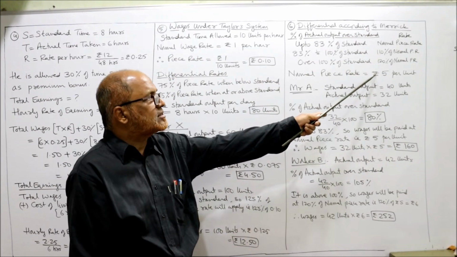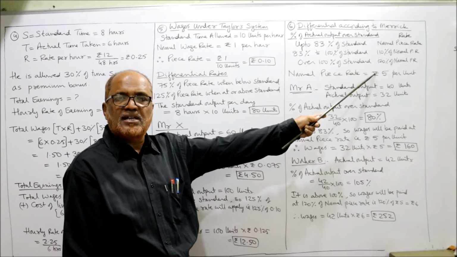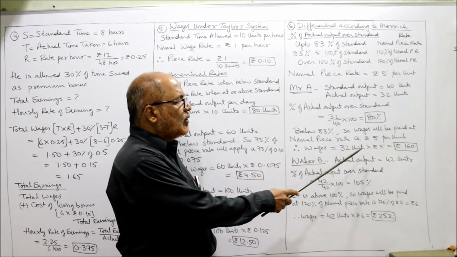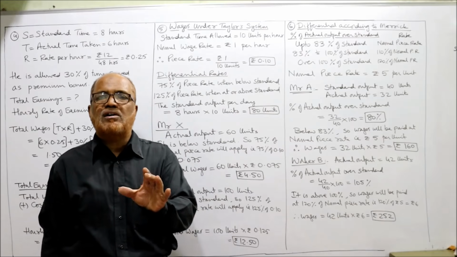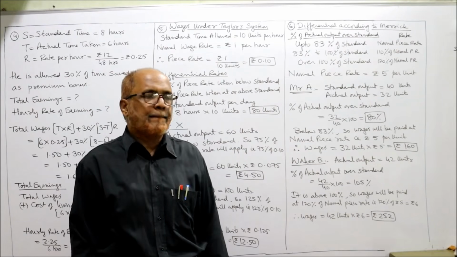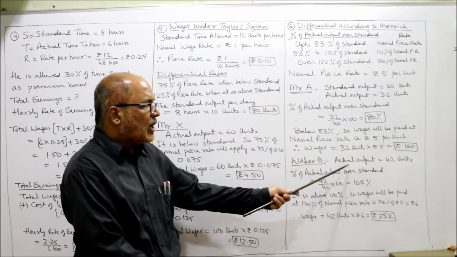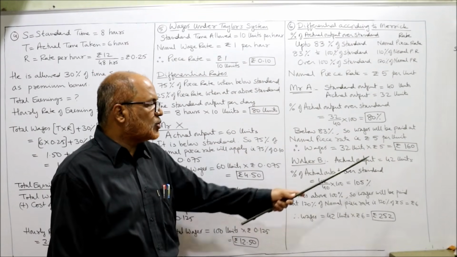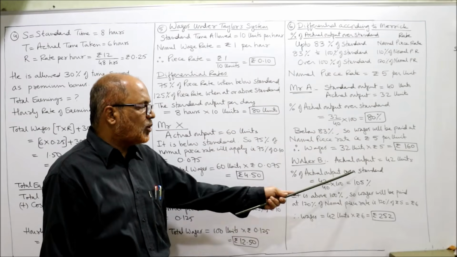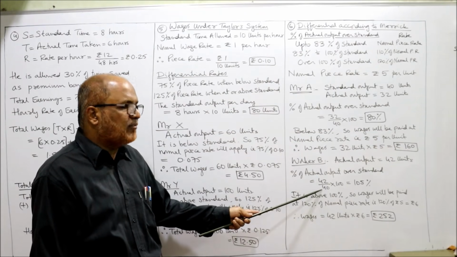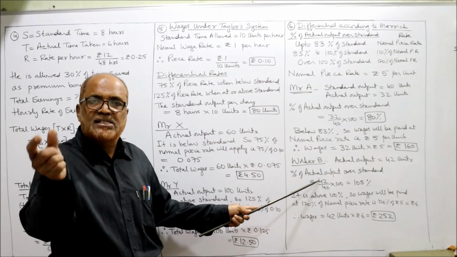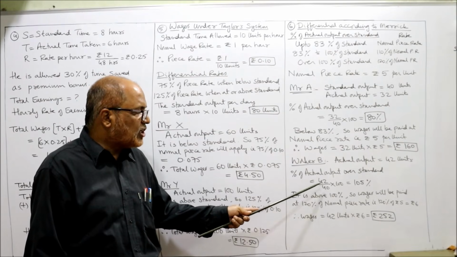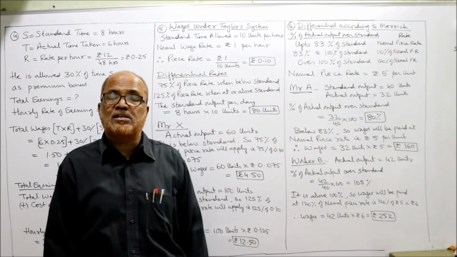What is the normal piece rate? 5 rupees. So he will be paid wages at 5 rupees. So 32 units into 5 rupees, 160 rupees is the wages of Mr. A. Now Mr. B, actual output is 42 units. Percentage of actual output over standard, 42 divided by 40. Actual output 42, standard output 40. So 42 by 40 into 100, 105%.